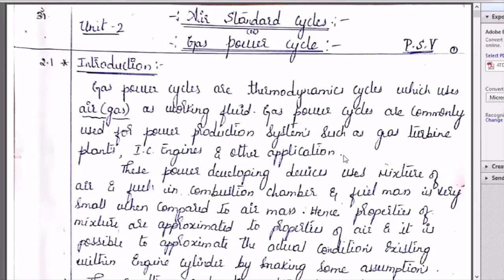If the working fluid inside an engine is a gas or air, then that is called a gas power cycle or air standard cycle, where the air or gas used as a working fluid results in power generation. Power generation may be in a closed cycle or in an open cycle. So this is called a gas power cycle.